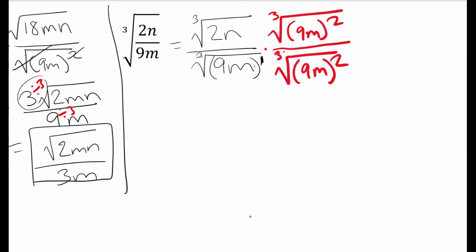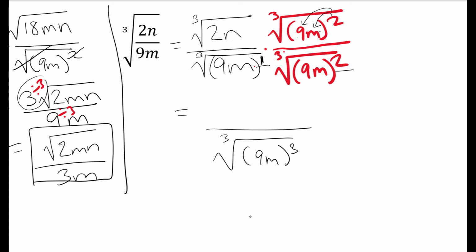So now we're going to go ahead and multiply this together. On the bottom, we get the cube root of 9m to the third because of the 1 and the 2. On the top part, we have the cube root of 2n, and then we're going to multiply that with 9m squared. So 9m squared, well, 9 times 9 is 81, and then m raised to the second is just m squared. So again, don't forget to distribute that. So we have here cube root of 2n times the cube root of 81m squared.